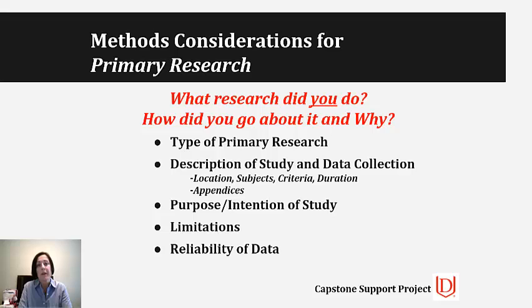The primary reason for methods, though, is to discuss your primary research so that your research could be redone by someone else. What research did you do? And in theory, they'd come up with the same answers. How did you go about it and why? What type of primary research did you do? Did you do qualitative or quantitative research and why? Describe your study and your data collection. What location did you use? Why? What subjects? Why? What criteria did you use and why? And the duration and why?